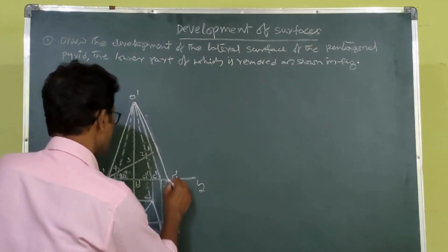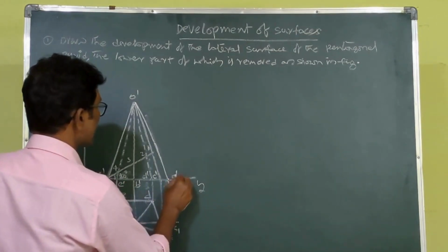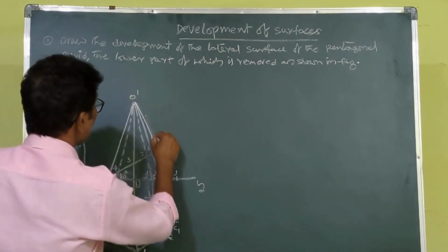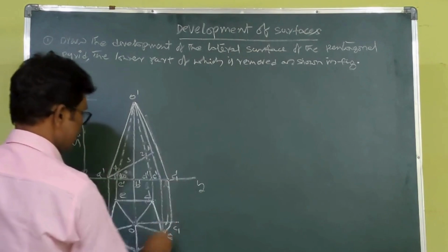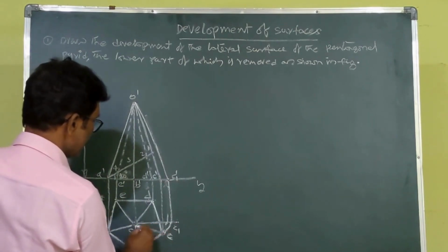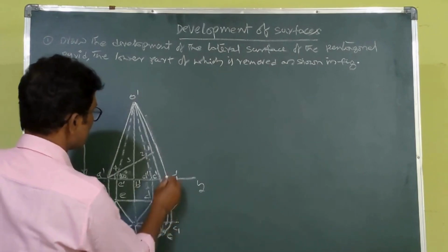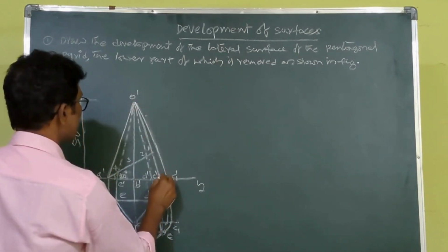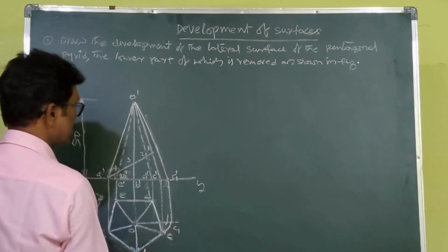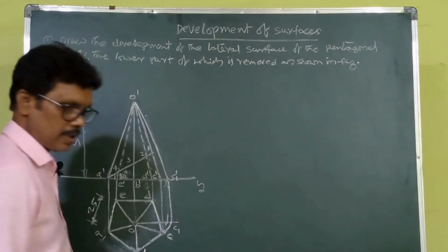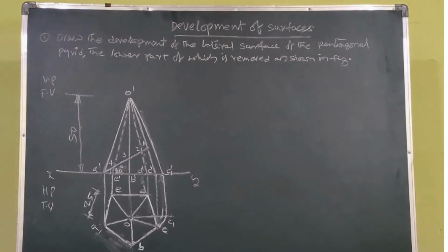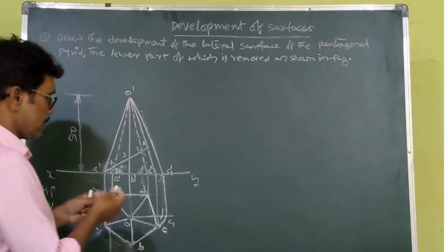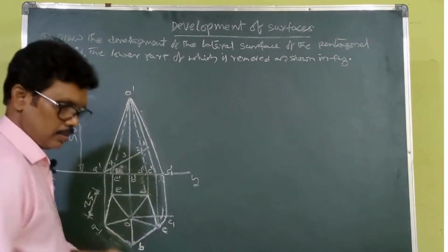From this you draw the projector. This is the point, let us say C1 dash. From here you join to O dash. This is the true length of the edge OC. This is the true length here. That C dash O dash is not the true length. This is the true length, that you have to understand.